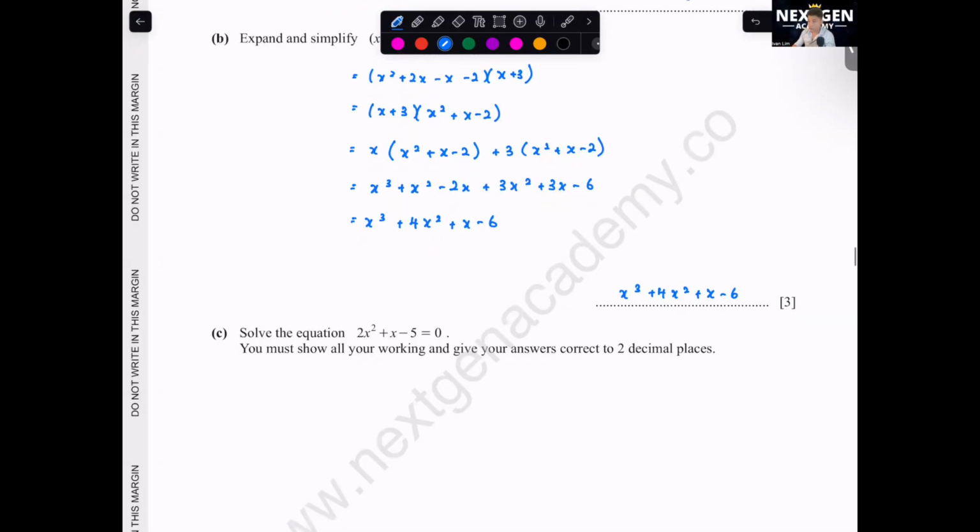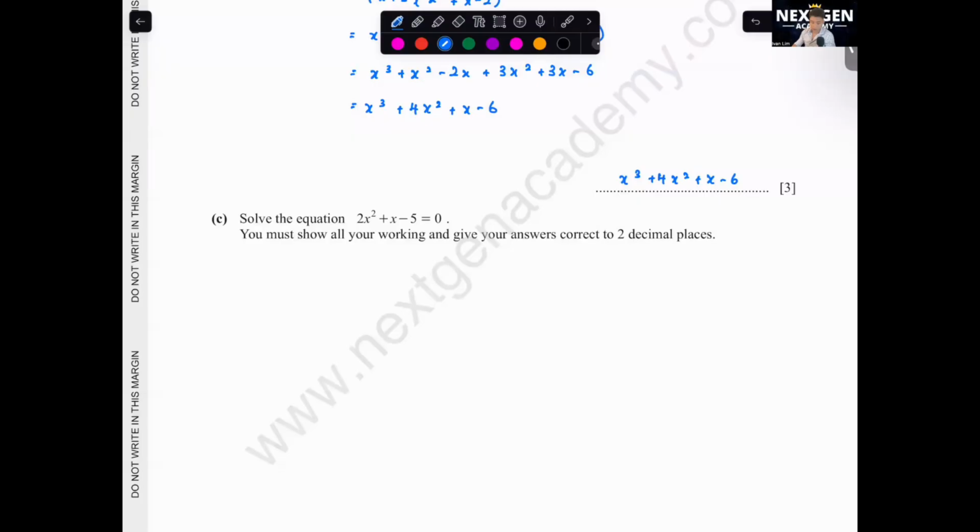Then they say this one to 2 decimal places. Your calculator, if you are using 570EX, can show you the surd in terms of surd also. This one you need to use the quadratic formula, or you write it in 2 decimal places. Write the answer somewhere at the side first, then only you do your working. Your calculator should give you this one: x1 equals 1.35, x2 equals negative 1.85. You write it somewhere at the side or your rough paper first.